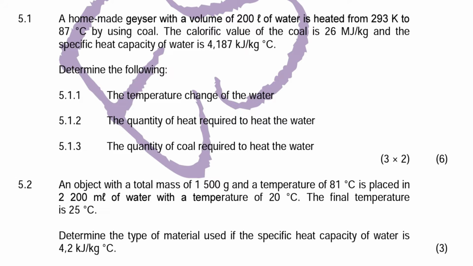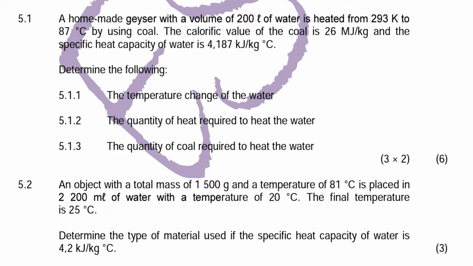We are still doing heat engineering science N3, and today I want us to look at an exercise from a question paper that was written on the 17th of November 2016. It's question number 5, and we're going to start with 5.1. It reads as follows. A homemade geyser with a volume of 200 liters of water is heated from 293 Kelvin to 87 degrees Celsius by using coal.